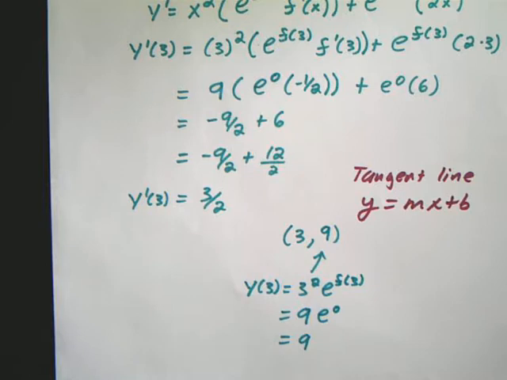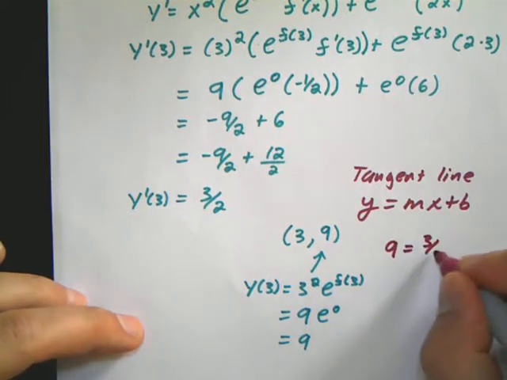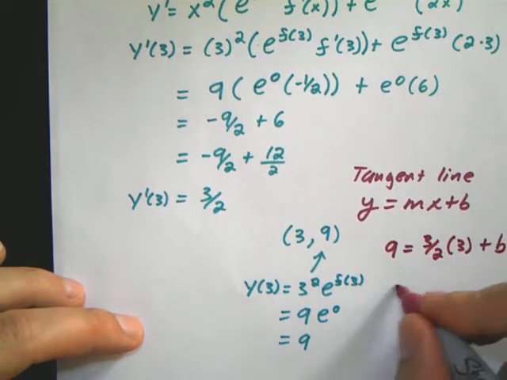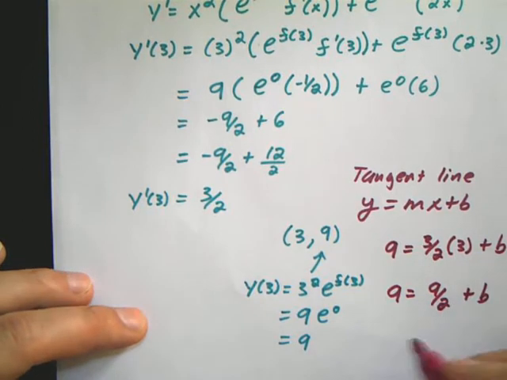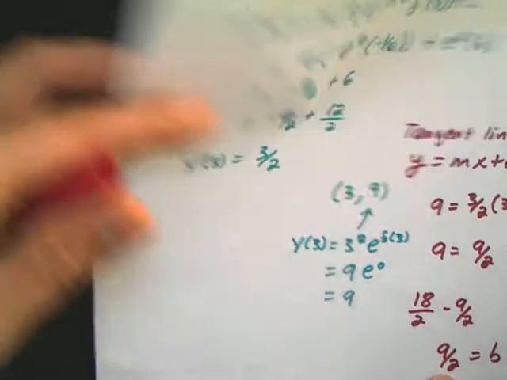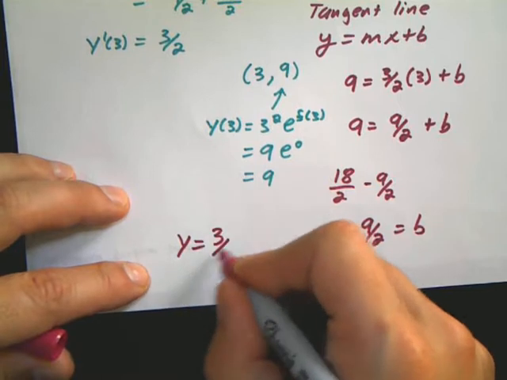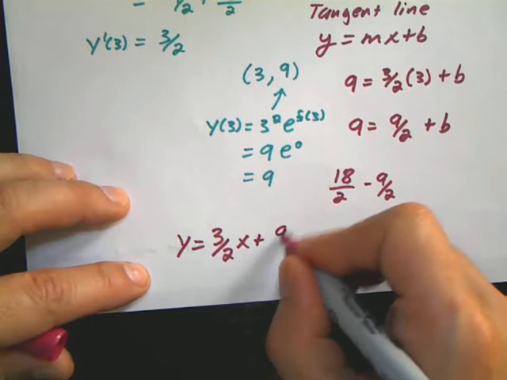So now plugging this into my tangent line, the y-coordinate is 9. The slope was 3 over 2. The x-coordinate is 3. I just have to solve for b. So it's going to be 9 equal to 9 over 2 plus b. And if I subtract this over, it's going to be 18 over 2 minus 9 over 2, which is going to be 9 over 2 is my b value. So my tangent line equation is y equal to 3 over 2x plus 9 over 2.